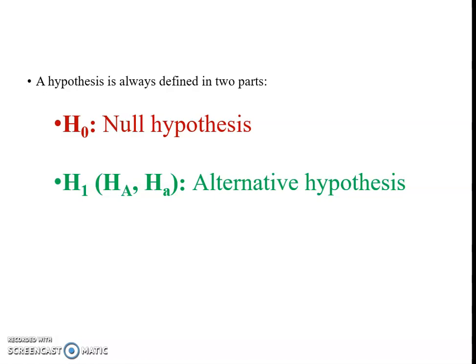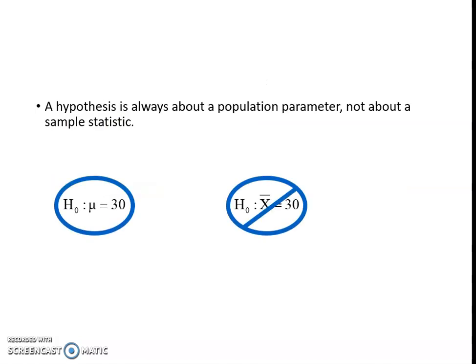Now, when we are given a hypothesis statement, a numerical claim about a population parameter, we should define it using statistical language. In statistical language, we define a hypothesis in two parts: H null, the null hypothesis, and H sub 1, sometimes denoted by H sub A, the alternative hypothesis.